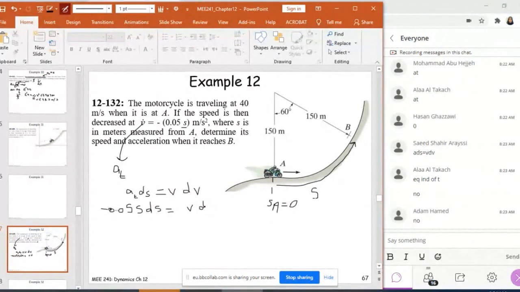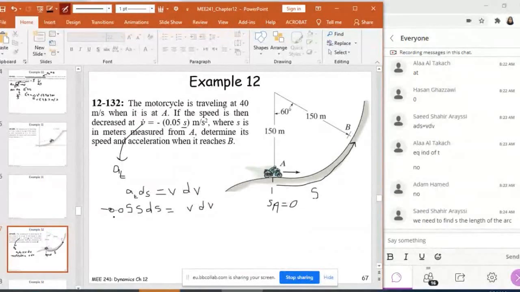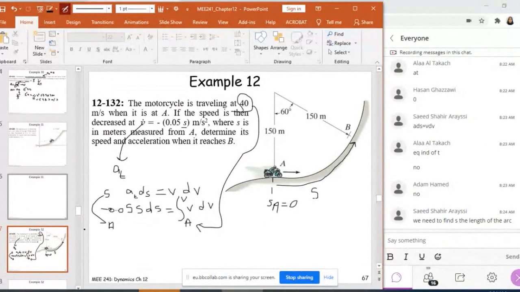I'm going to replace this by minus 0.05 s, and v. Then I'm going to do the integration between what and what, guys? Between A and s, and here between vA and v. And that's why they gave me the speed at A. Because if I don't know the speed at A, I cannot solve for this integration. So what's the integration of minus 0.05 s?